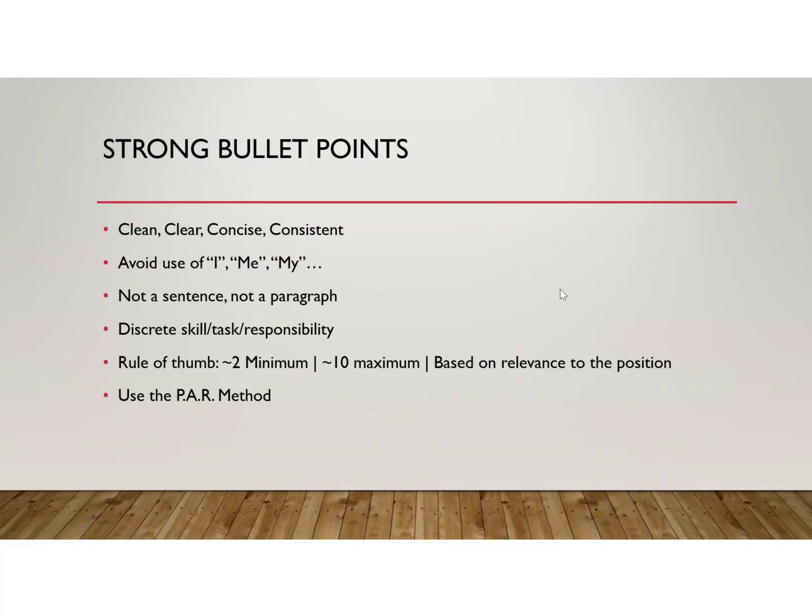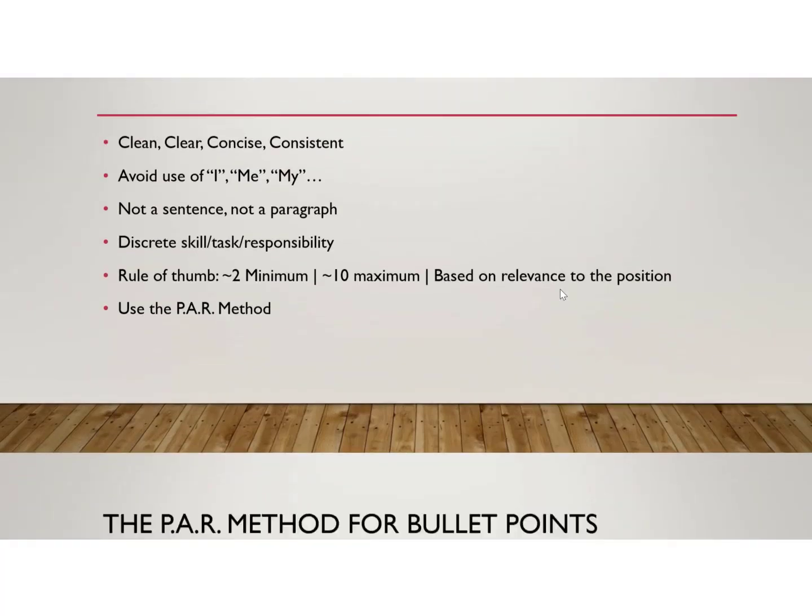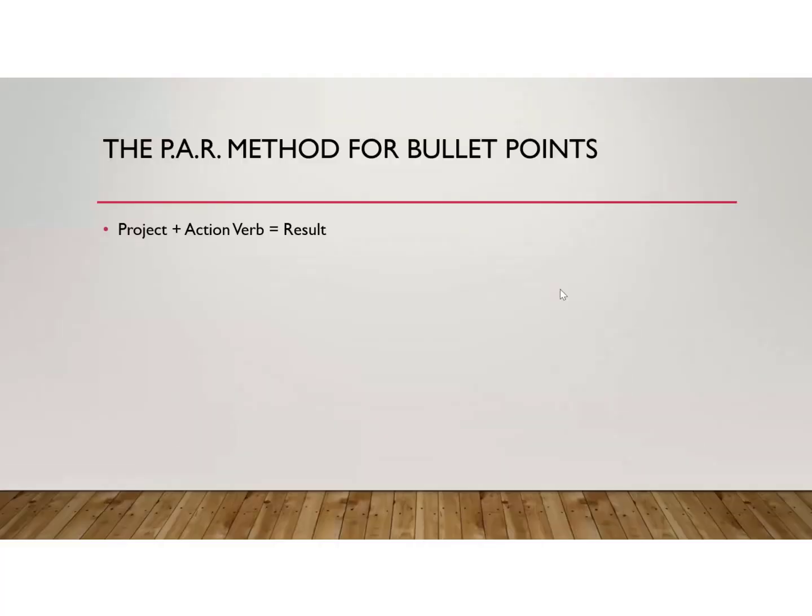As a rule of thumb, we want a minimum of 2 bullet points and a maximum of 10. I think 3 to 5 is a nice cozy range. And we want to use the PAR method. The PAR method for bullet points stands for project, action verb, and result.